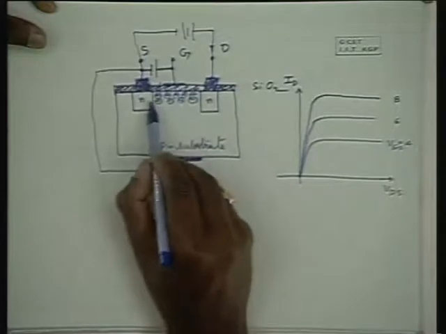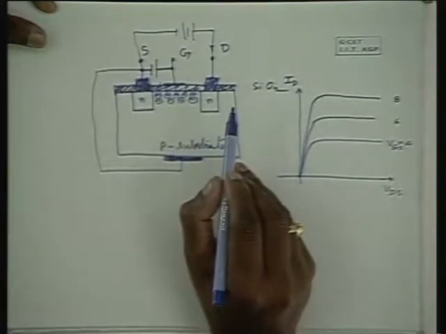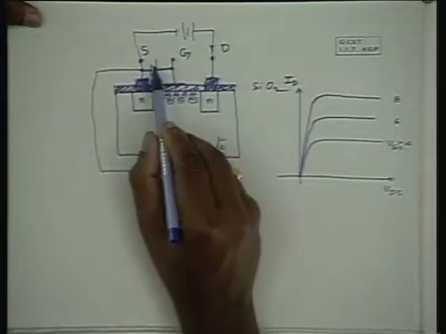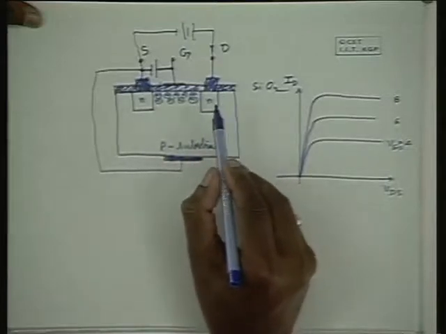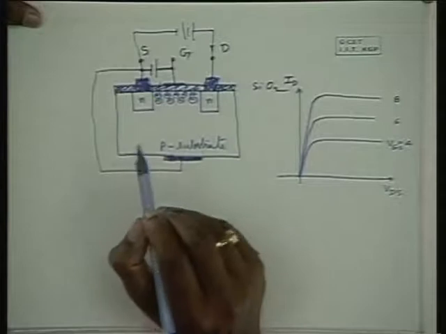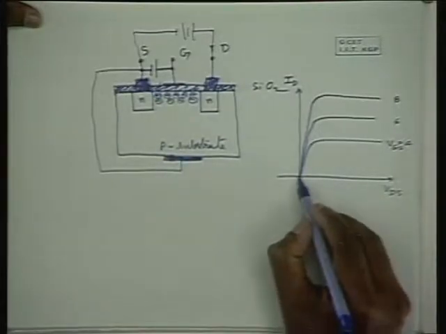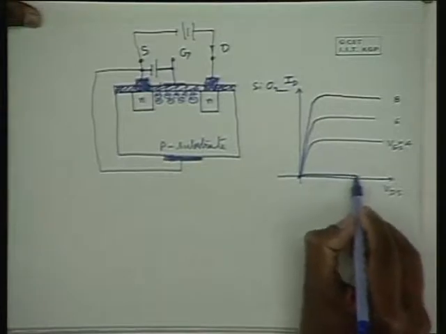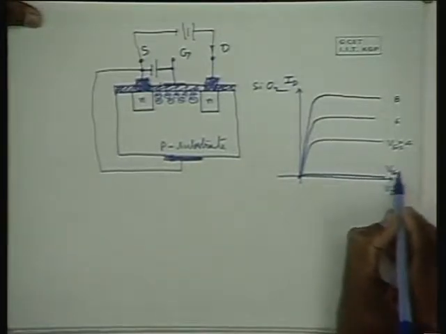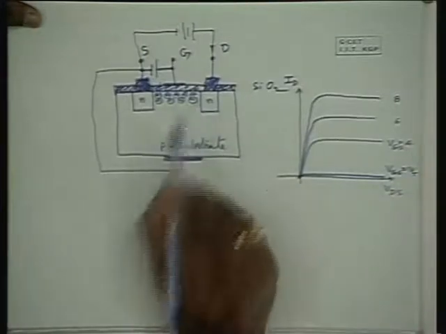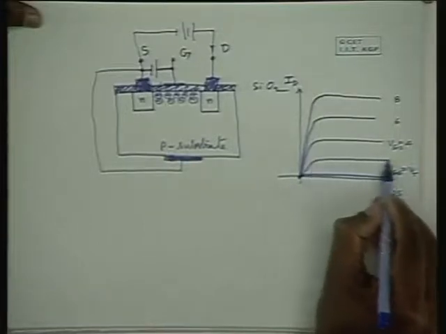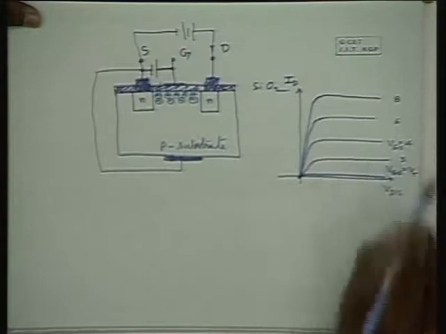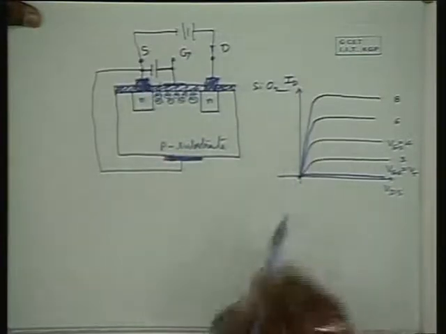And at zero gate to source potential, there is no channel, and the current is zero. Even with a low positive potential like 1 volt, the concentration of the electrons may not be sufficient to have an appreciable current flow. Therefore, a certain threshold voltage exists below which the current is almost zero. Only when VGS is beyond the threshold voltage, there would be current flowing.